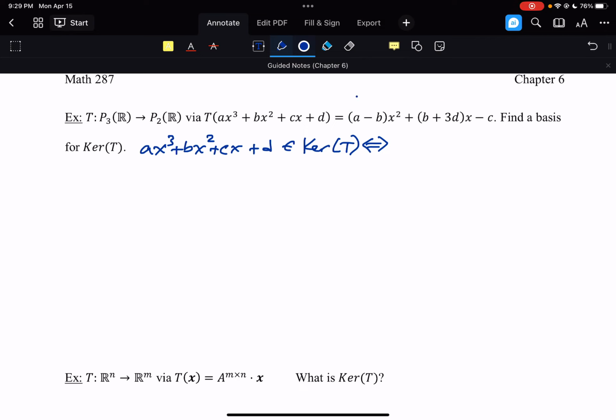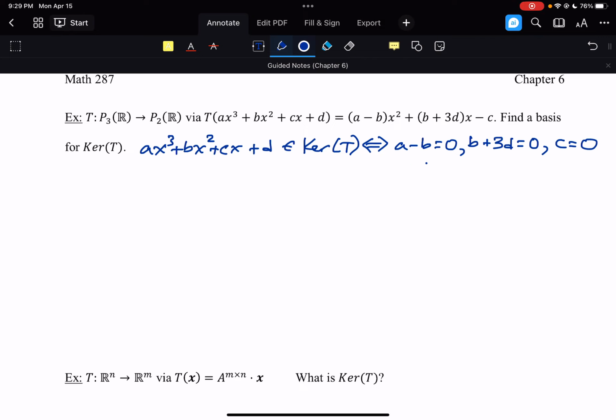So if we look at the coefficients, these are the ones that are being dictated by the polynomial on the left. So really, as long as a minus b is 0, b plus 3d is 0, and c is 0, that will be sufficient. If all of these become 0 when you transform a particular polynomial, then that polynomial is in the kernel, because that's what it means to be in the kernel. Now, what values of A, B, C, and D make this happen?